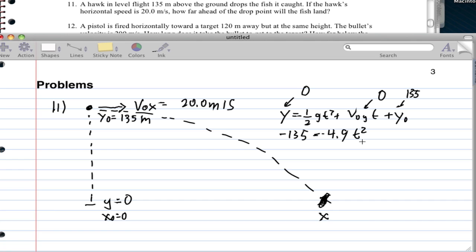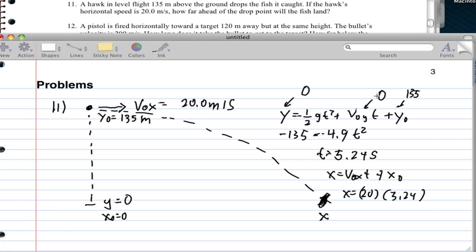We take the square root of that, and we end up getting a time of 5.24 seconds. Now we want to know how far ahead of the drop point the fish will land, so we're going to use this time to get that. In other words, we're going to use x equals v naught x t plus x naught. So that means x is going to end up being 20 times 5.24.